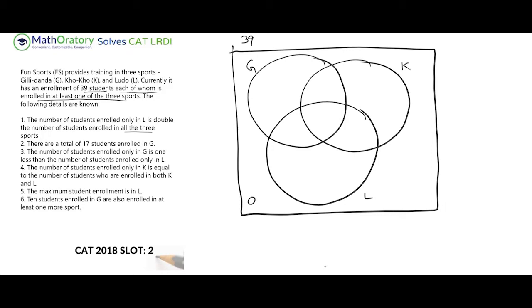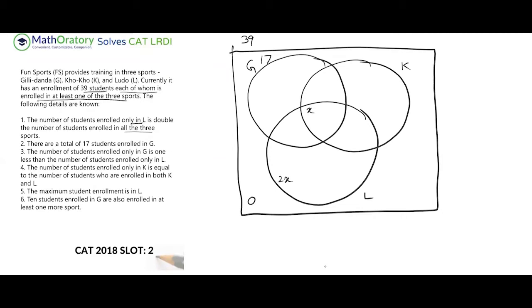Now coming to the first information. So it is relating what? It is relating the number of students enrolled only in L, so this region, with the all-three region. So these two are related, and only L is double the center region. So I'll just indicate this with X and this with 2X. Just an indication. Later on, when I'm solving, this will become crucial for me to understand. Okay, next information is a full circle information. So I can take that up directly. So a total of 17 students in G. So this is 17, by the way.